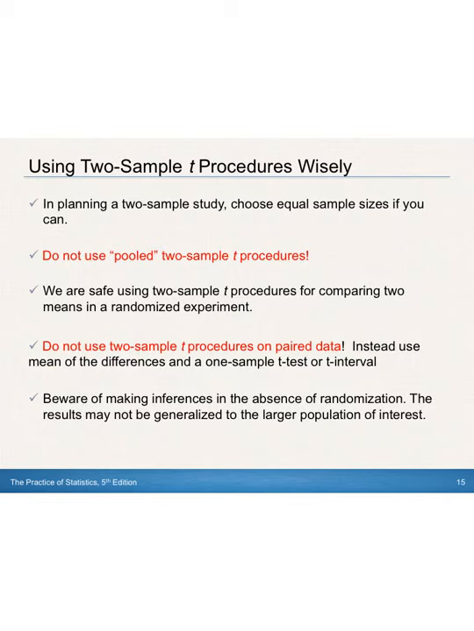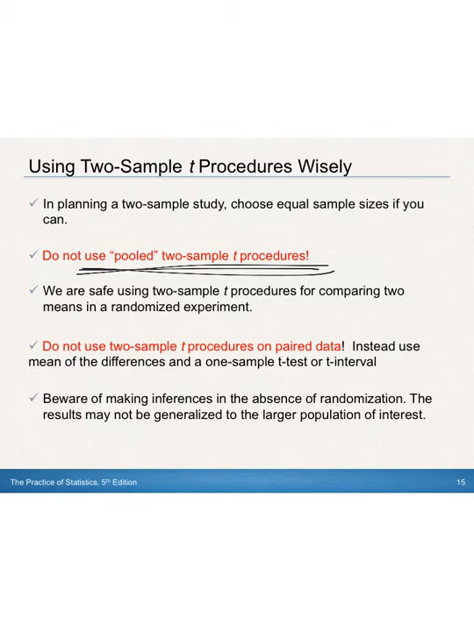When you're using T procedures, for reasons that we're not going to go into too much, when you're planning a two-sample study, the best is to have equal sample sizes. We do not pool sample T procedures, two-sample T procedures. It asks for it in the calculator, but we just don't do it. It's just not how we're dealing with it.